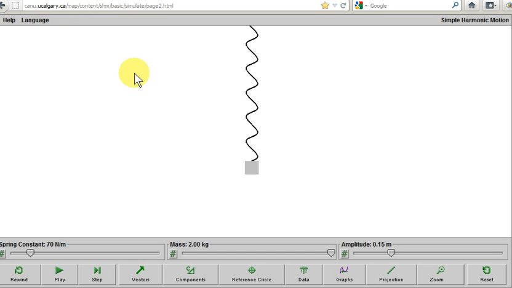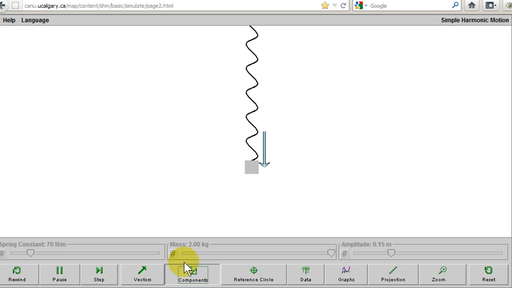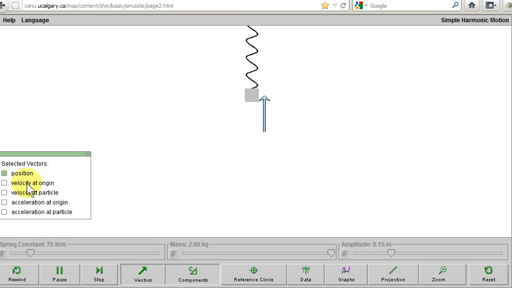Here we have a useful applet for simulating simple harmonic motion. So we're going to use the values that we discussed. A spring with a spring constant of 70 newtons per meter, a mass of 2 kilograms, and an amplitude of 0.15 meters. So we can look at this motion and generate graphs. We can bring up the position vector. Just select components. So here we have the position vector. This is x of t.